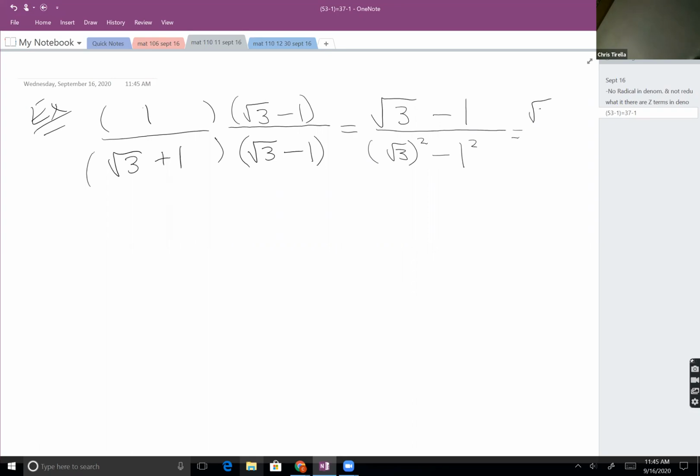In the denominator, because they're conjugates, it's the first one squared minus the second one squared. And so my numerator is radical 3 minus 1. My denominator is 3 minus 1. So my final answer is radical 3 minus 1 over 2. And this is considered simplified. If we were to have to do any sort of computation with that original fraction, it would be easier to do it in this form.